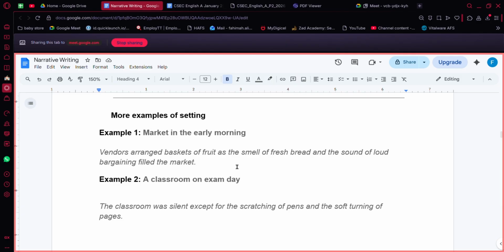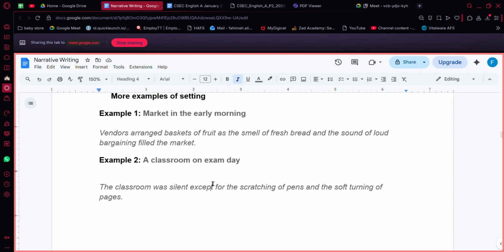Then we also have a classroom on an examination day. So the classroom was silent except for the scratching of pens and the soft turning of pages. If it's an exam day, don't expect people talking loud and laughing and excited. It is a silent time. The only things that you will hear will be the pages turning or people writing on paper.